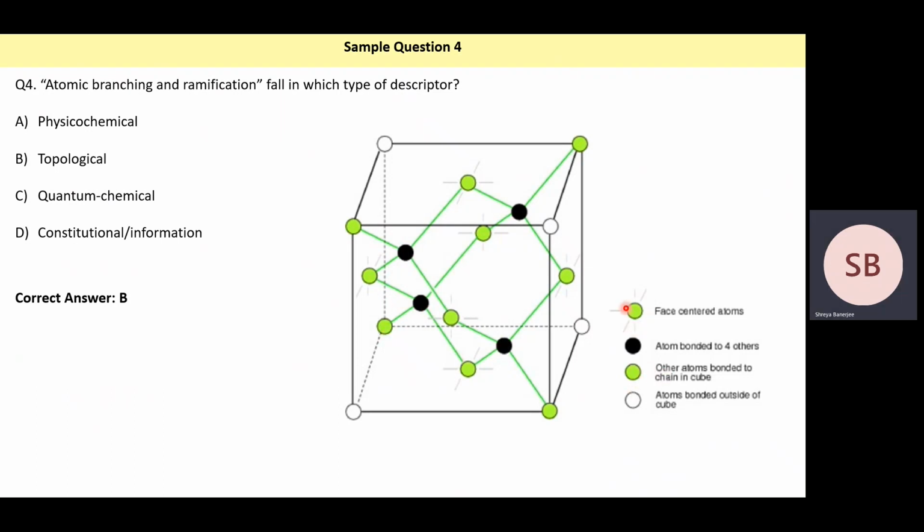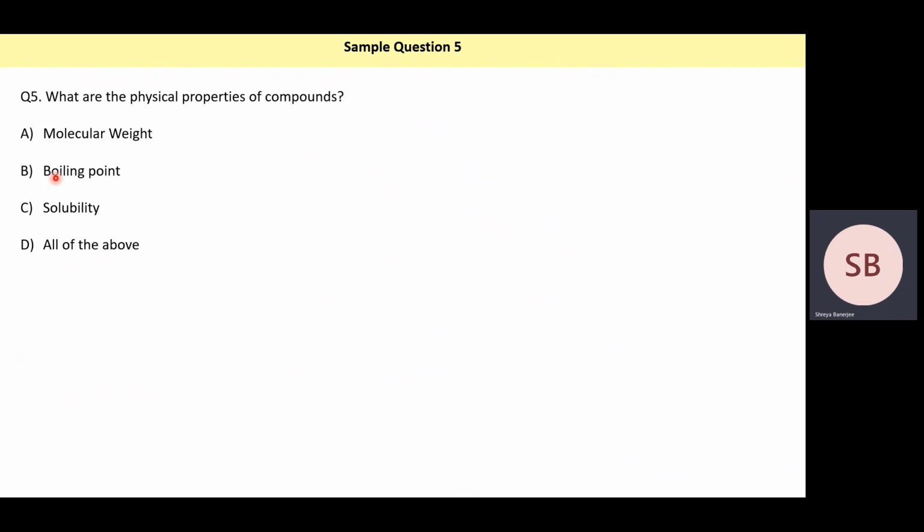The green atoms without the branching are other atoms bonded to chain in Q, like this one. And the white atoms are atoms bonded outside of the Q. So this is a topological descriptor, and it is describing the atomic branching and its consequences. So the correct answer is B, topological. Question 5 asks, what are the physical properties of compounds?